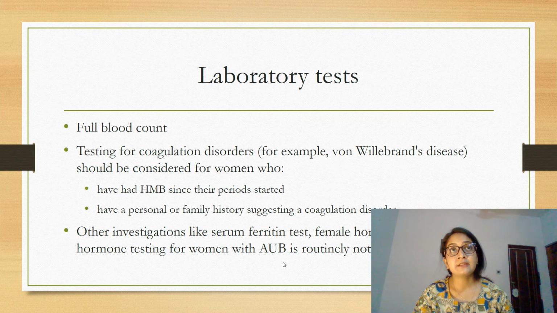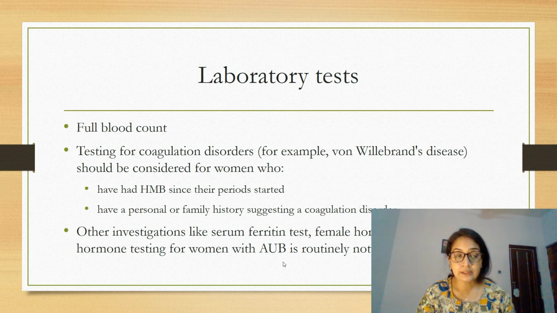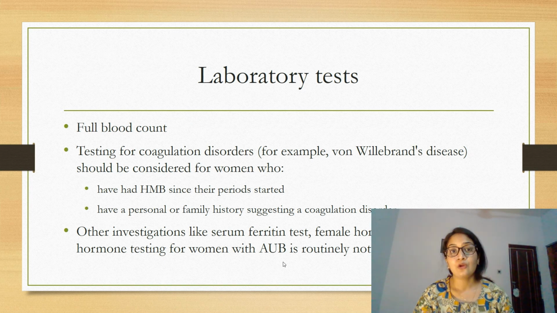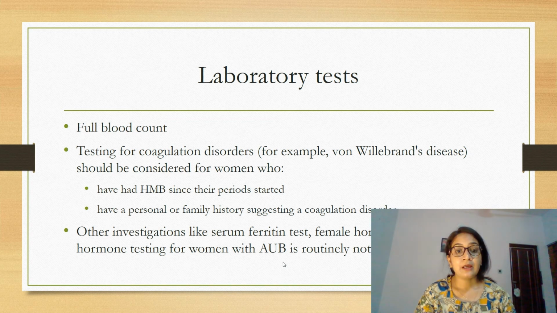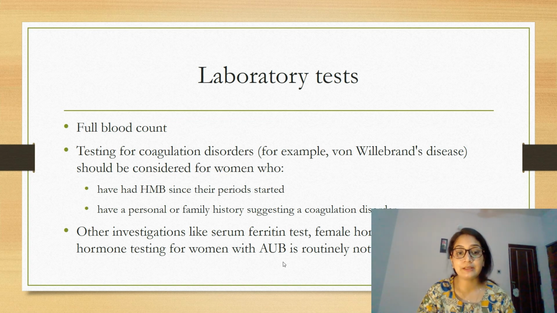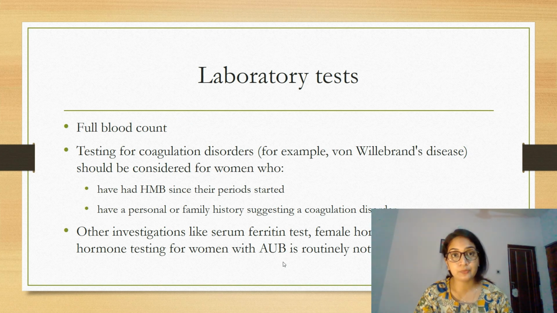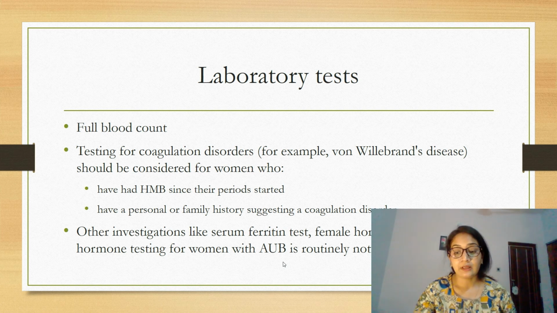And we have to run certain blood tests on her, like a full blood count, and testing for coagulation disorders, for example von Willebrand disease. We have to do a bleeding time, clotting time, and we have to take a detailed personal history, and do other investigations and look out for iron deficiency anemia, do a serum ferritin test, and rule out the endocrine disorders behind this abnormal uterine bleeding by doing a thyroid function test and a prolactin assay.